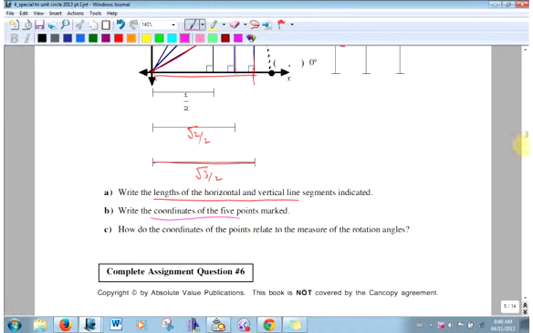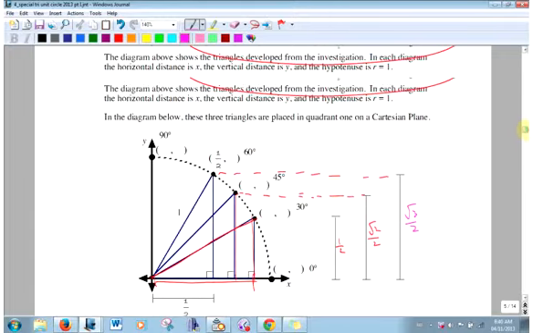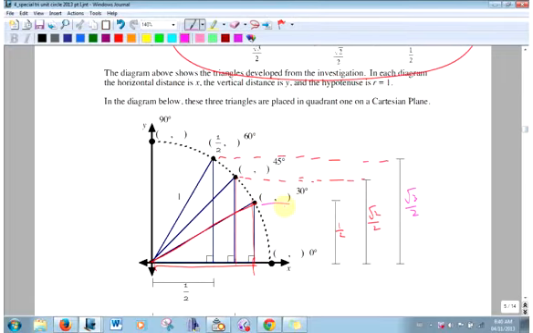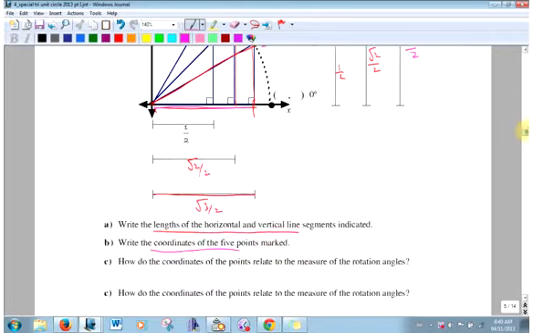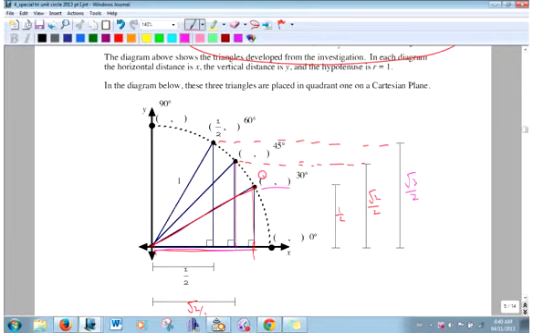Write the coordinates of these points. There's coordinates. What's the x-coordinate? It's right here. That was root 3 over 2. What's the height? What's the y-coordinate? That's 1/2. Okay, so you can think of that as coordinates of that point. We've done this already.